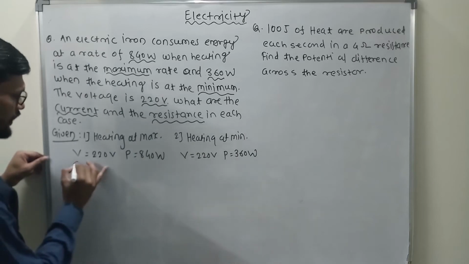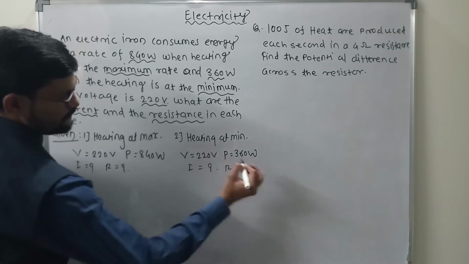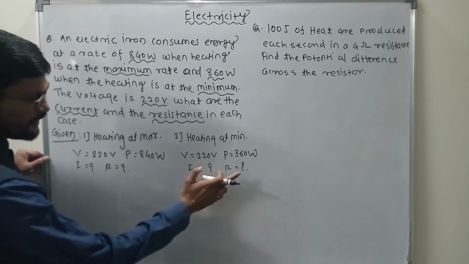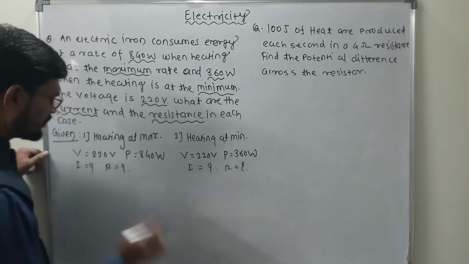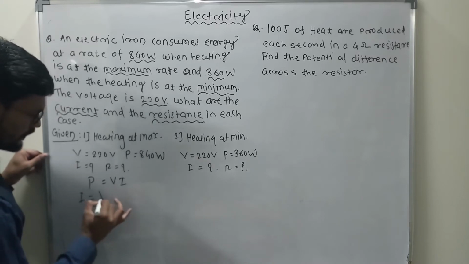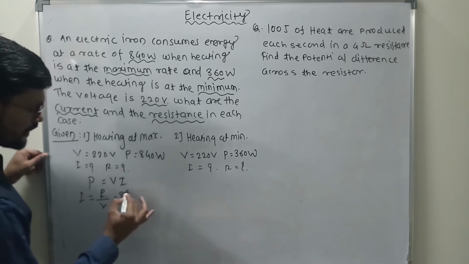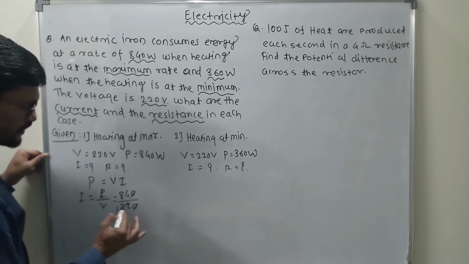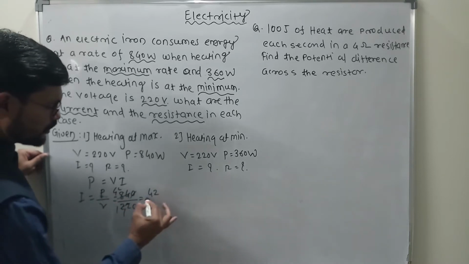Clear? What we wanted to calculate? I and what? R. Similarly, I and R. How do we calculate? We have seen the formula. To calculate R, we want I. But what is the relation between P, V and I? Just now we have seen that P is equal to VI. And I is equal to P by V. How much is the P? 840. How much is the V? 220. The zeros will get cancelled. 2 ones are 2, 2 fours are 8, and 2 twos are like that. So what is the answer now? 42 by 11 ampere.